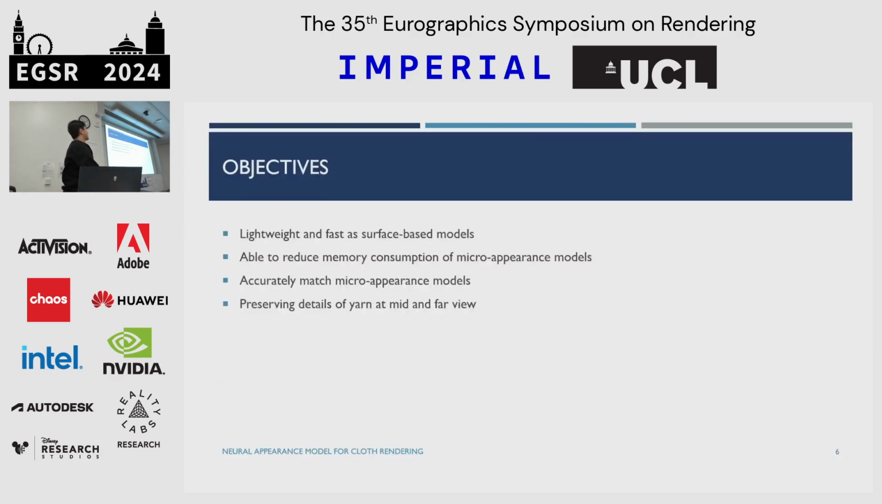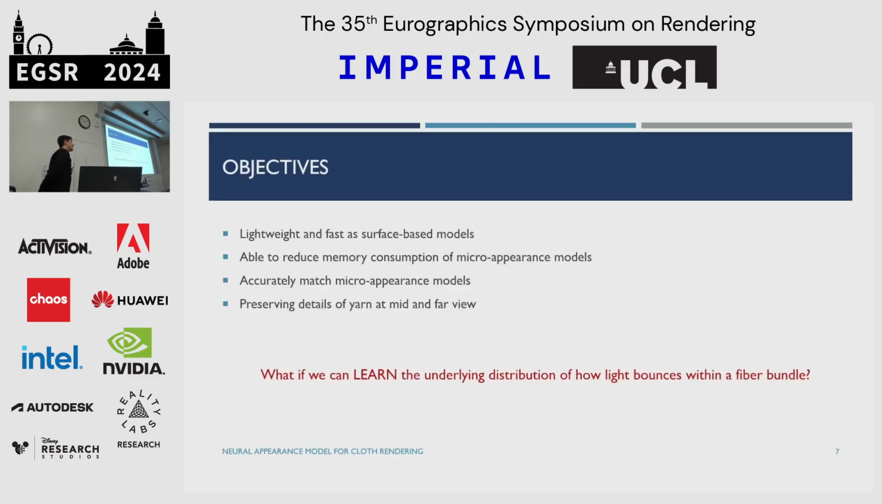So for the objectives of this paper, we're trying to have something that is lightweight and fast like surface-based models, but yet we still want the accuracy of the microgeometry models. So we want to preserve yarn ply at mid-level to far view. So what better way to learn how the light scatters within the fiber bundle than to just use a neural network to learn the distribution.